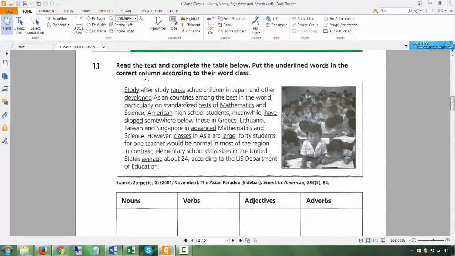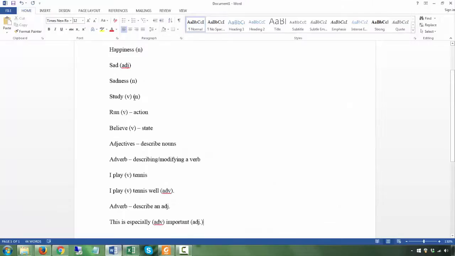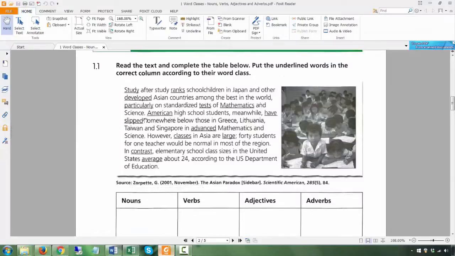This is tricky, and normally I get my students to do this, and a lot of students, if they're not careful, will tell me study is a verb. All right, study is a verb. Now, study can be a verb, as I mentioned here. Study could be a verb, but study can also be a noun. So the question is this: what is study in this context, right?